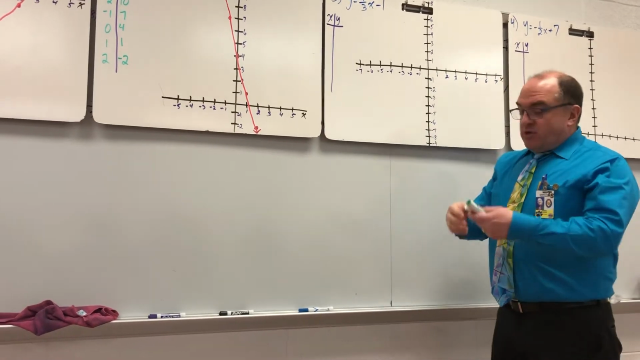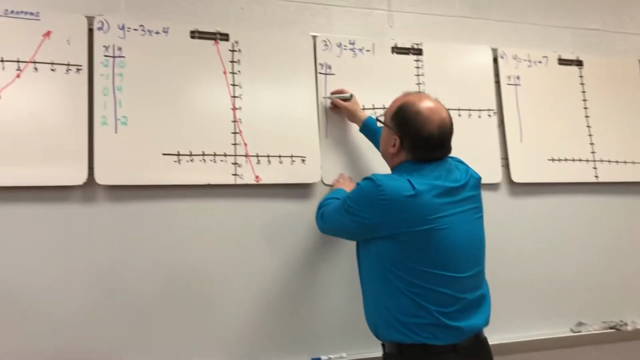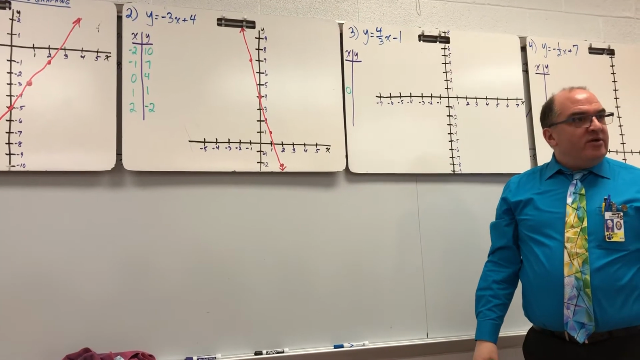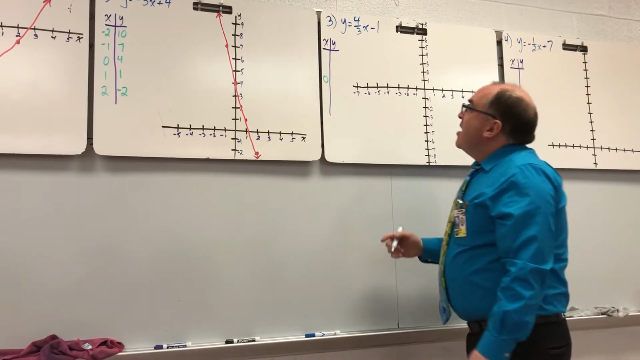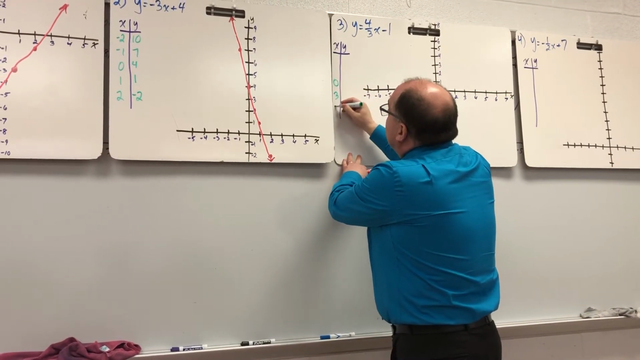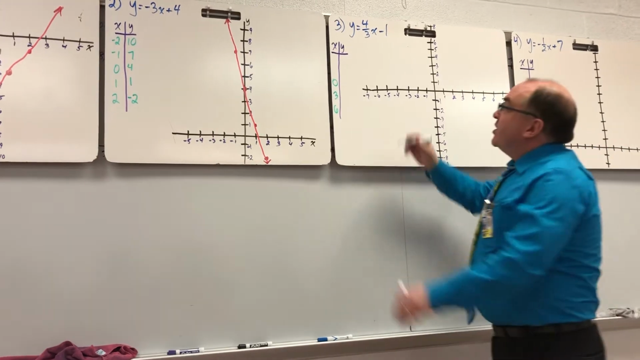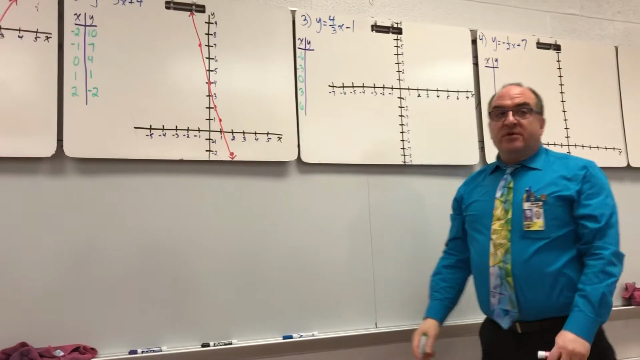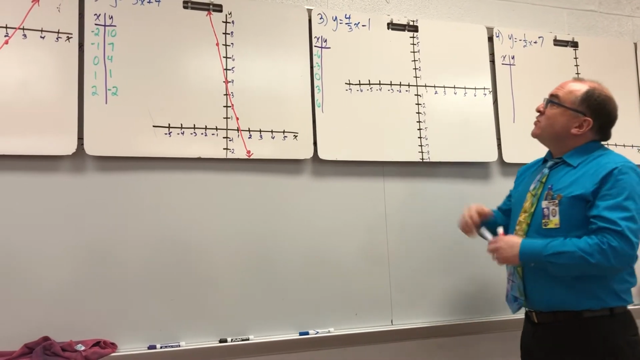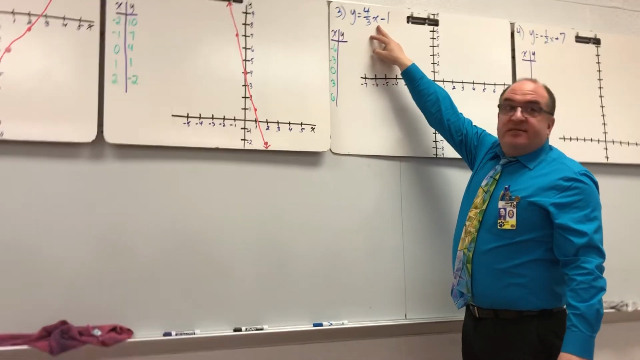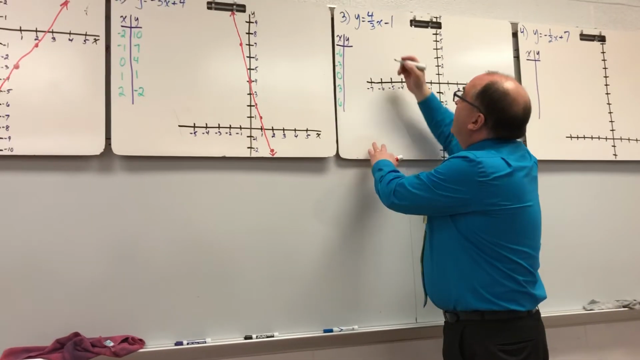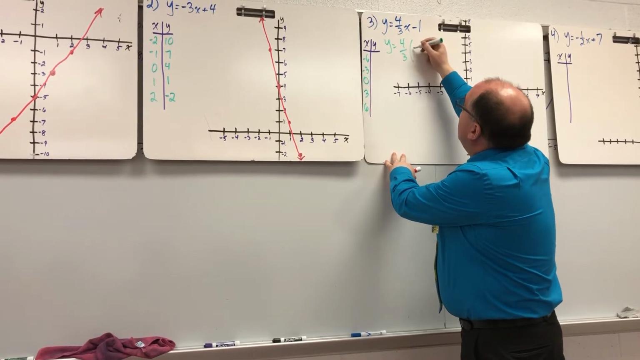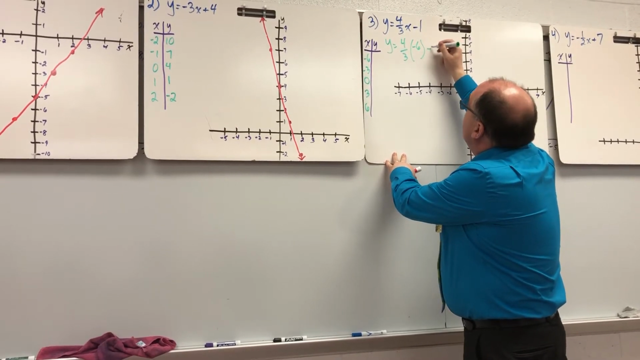Right? So I'm still going to use 0. Because 4/3 times 0 is 0. So that's always a good number to use. But I'm going to use 3 and I'm going to use 6. I'm going to use -3 and -6. Okay? So when I put -6 in for x, I have y equals 4/3 times -6 minus 1.